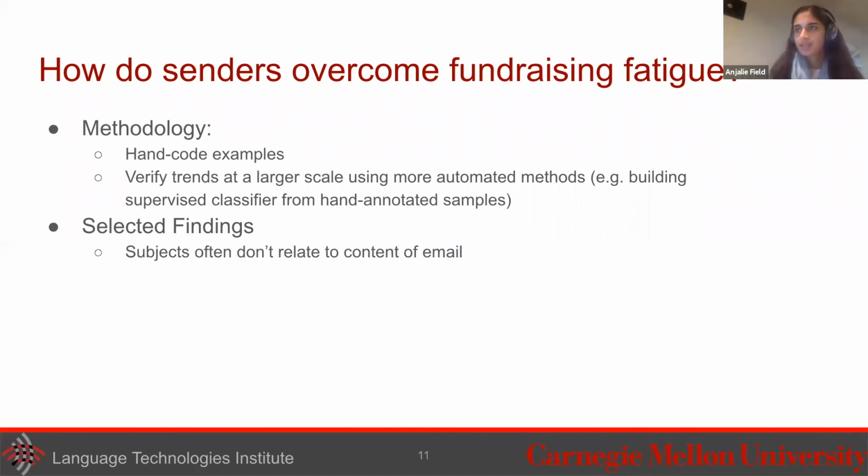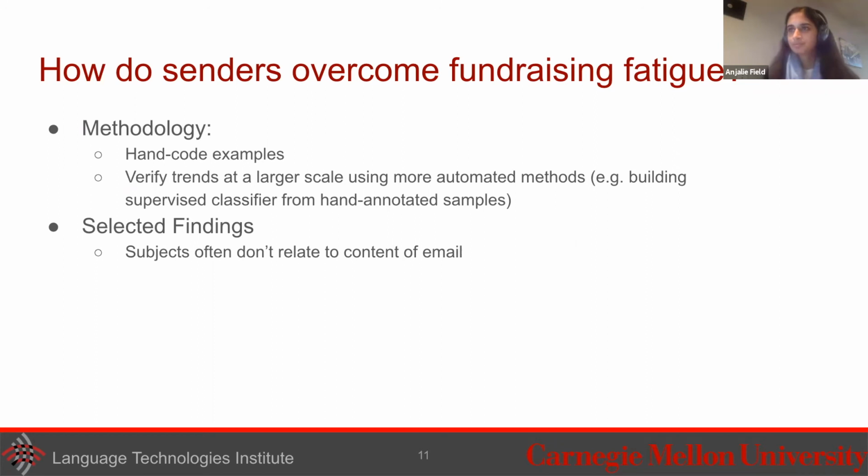And some of the strategies that they find these emails use: one of them is that often the subject doesn't really relate to the content of the email. So there's some catchy subject line that encourages someone to click on it. And then the further down in the email you get, the less and less relevant the email is to the initial clickbaity subject title, and more and more about just donating money.